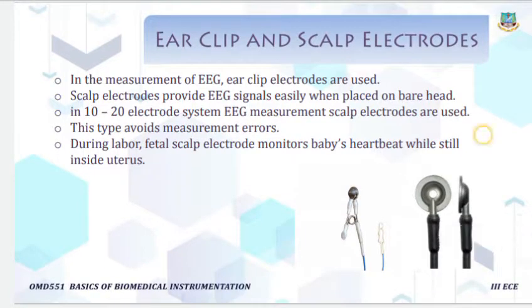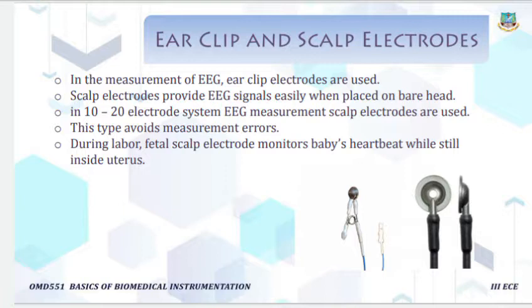Next one, ear clip or scalp electrode. It is mainly used in the measurement of the electroencephalogram. What is the use of the electroencephalogram? It is used to measure the brain signal. So this is mainly used for brain signal measurement. This scalp electrode provides the signals easily when placed on a bare head.